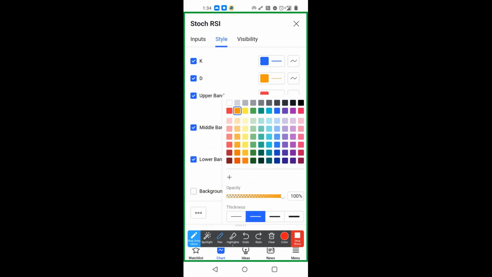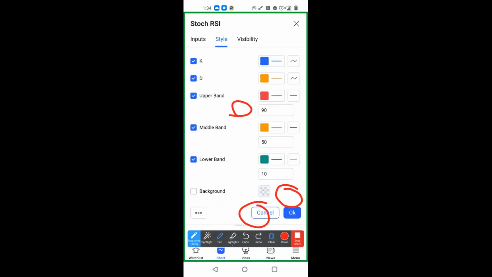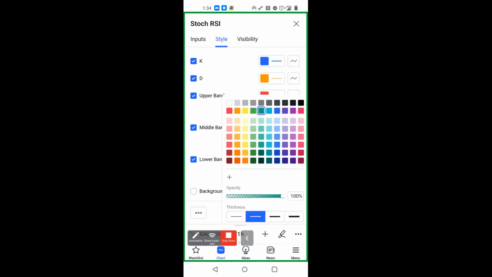Choose your own. Mine is orange. Make sure the opacity is 100 and the thickness in the second box. Now we go to the lower band. Make sure I choose the color of your own.